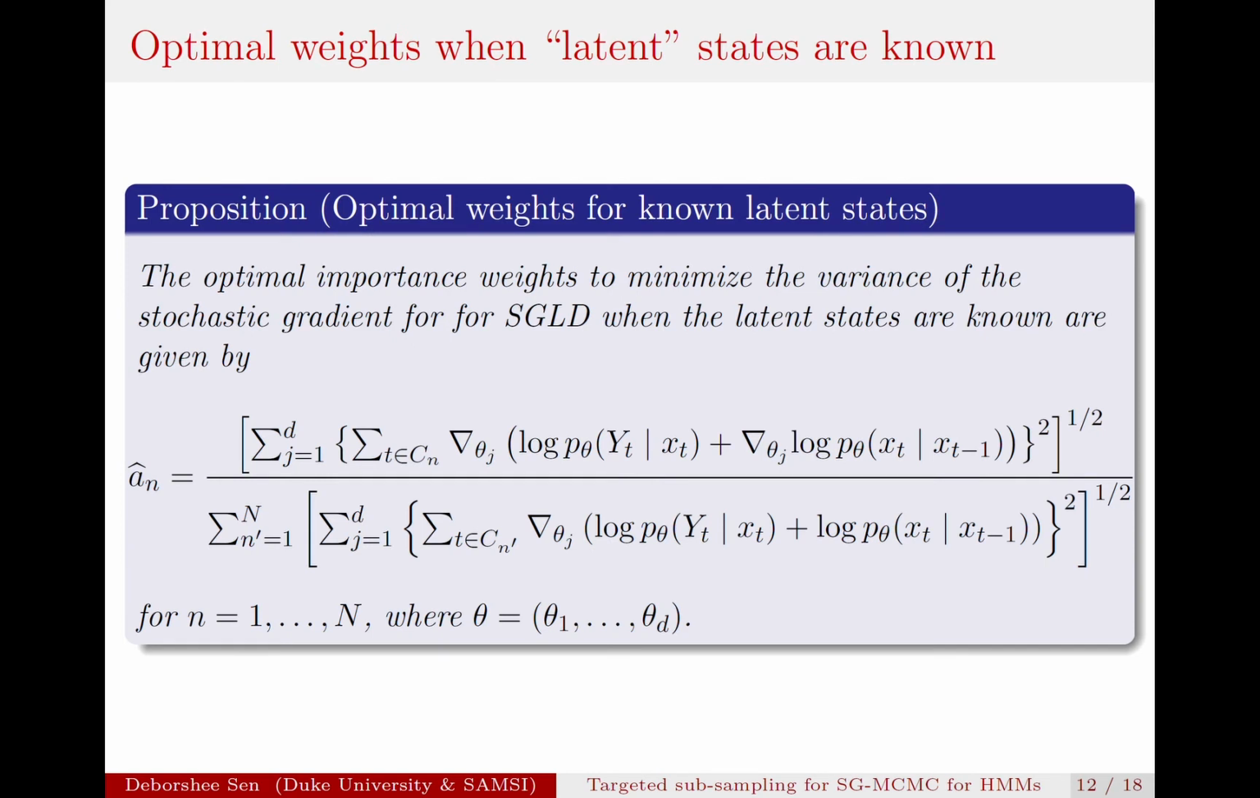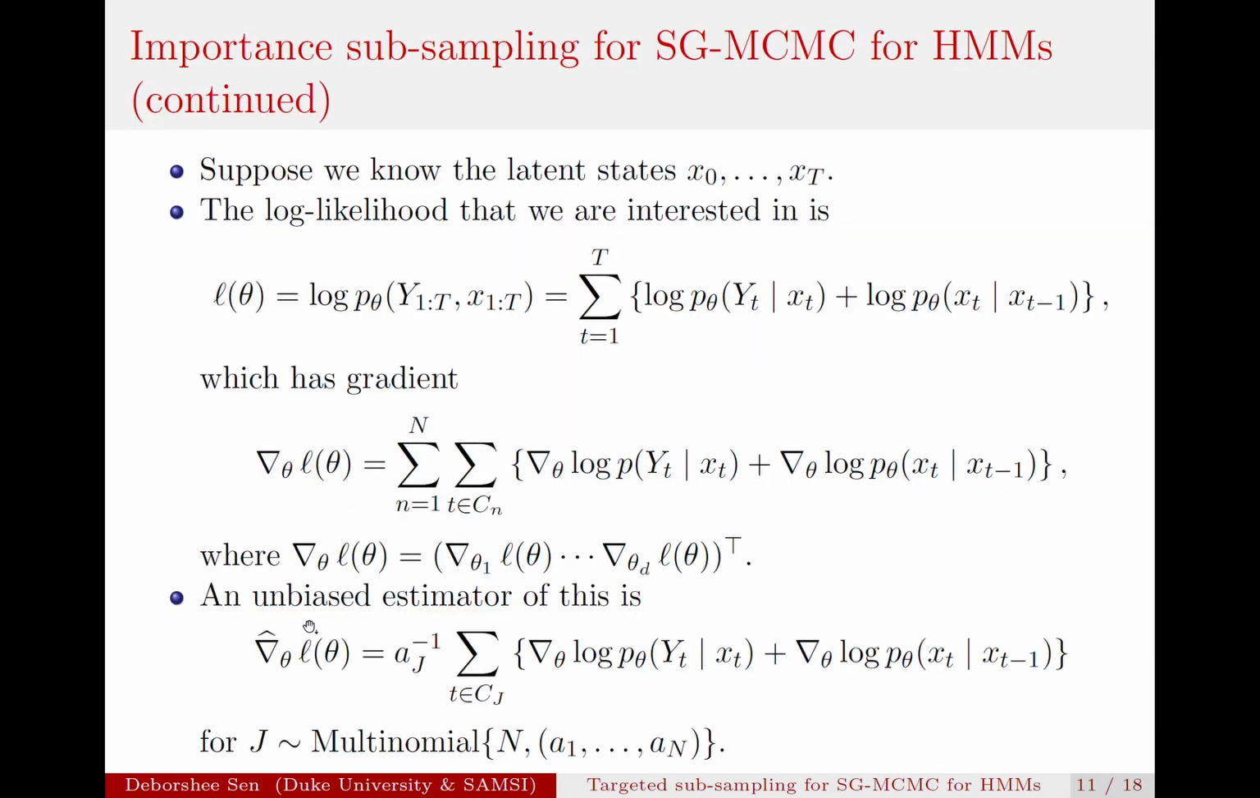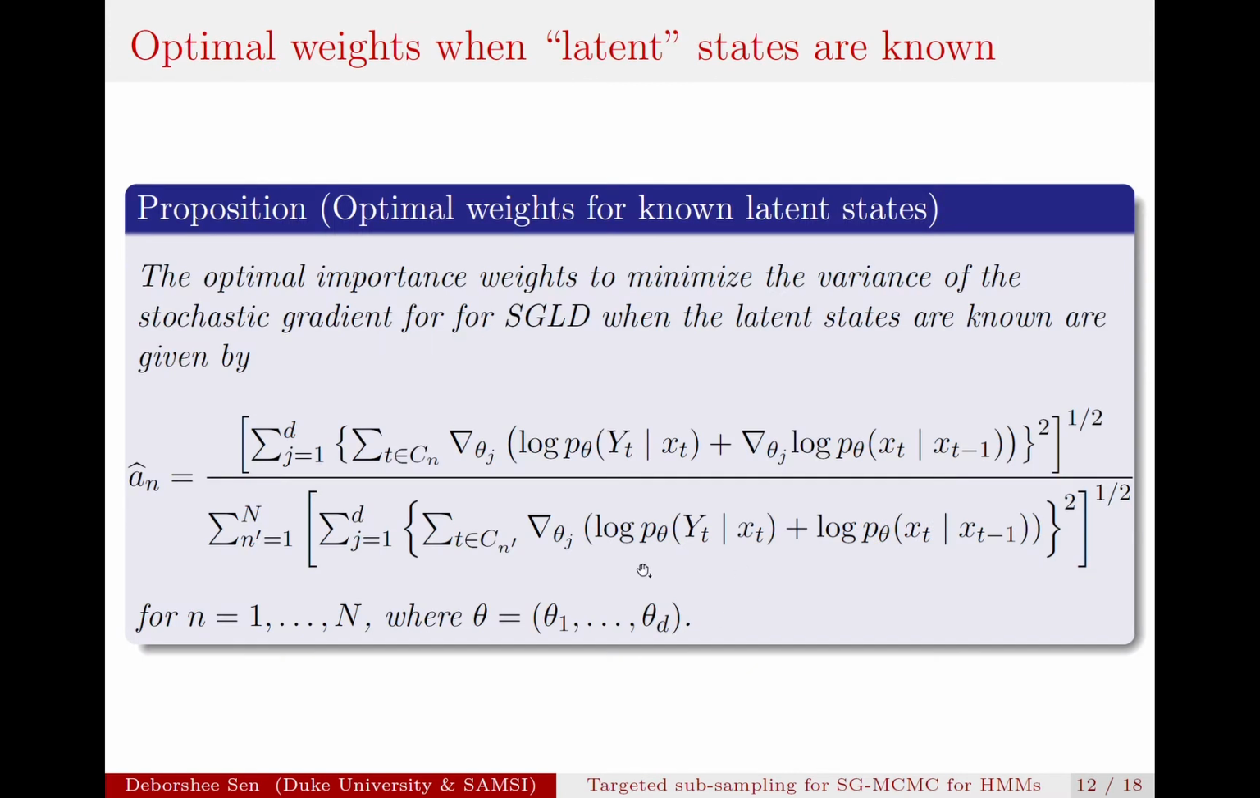Okay. So as I mentioned, the variance of the stochastic gradient estimate has an important role to play. The lower the variance, the better you do. So what are the optimal weights? Well, the way I define optimal is the weights that minimize the variance of the stochastic gradient. This can be calculated because we know what the stochastic gradients are, and we assume that we know the latent states. It's calculated like this.